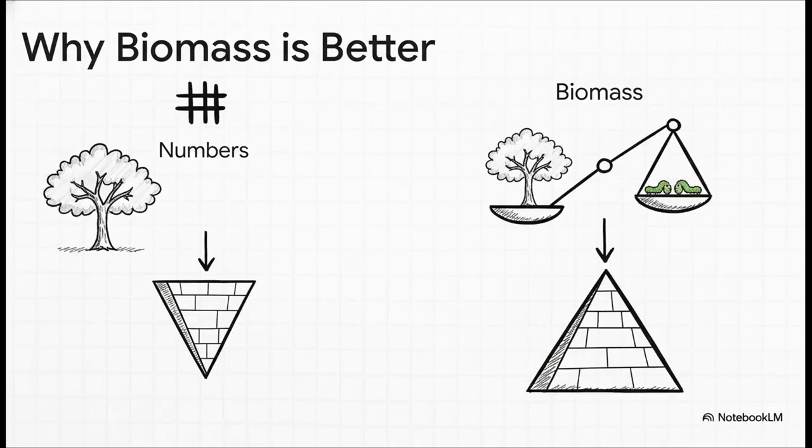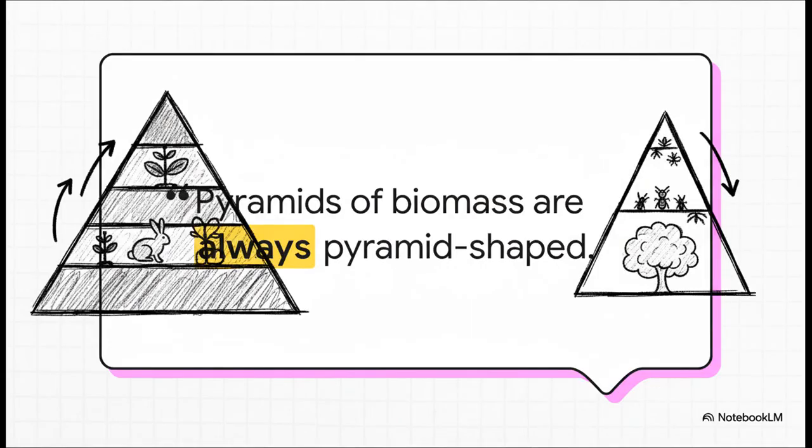So why is biomass so much better? It's because it completely gets around that tricky problem of organism size. It doesn't matter if you have one gigantic tree or millions of microscopic plankton. Biomass just measures the actual physical material, the potential energy that's available at each level. And because of that, it almost always gives you that true, proper pyramid shape. And really, that's the whole key right there. Unlike a pyramid of numbers, which can get totally thrown off by one big producer, a pyramid of biomass is incredibly consistent. It reliably shows you that fundamental rule: energy and mass always decrease as you go up the food chain.